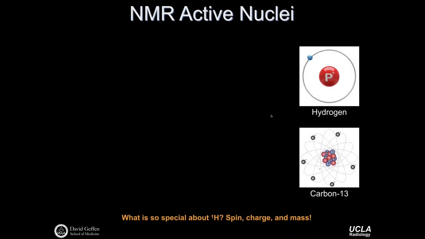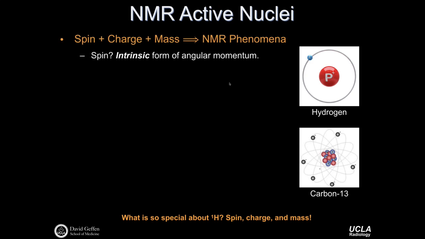So what exactly is an NMR active nucleus? Well, the NMR phenomenon itself requires and relies on the fact that atomic nuclei can have spin, charge, and mass. And while charge and mass are generally more familiar to those that have taken a chemistry or physics course before, the idea of spin might be new.